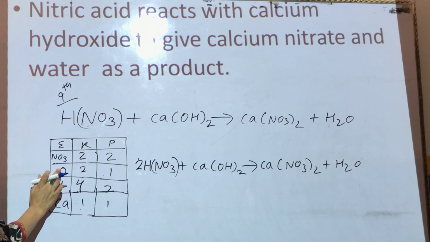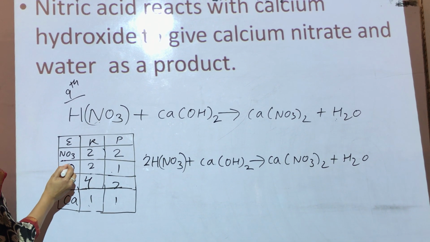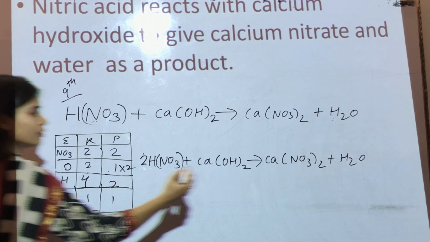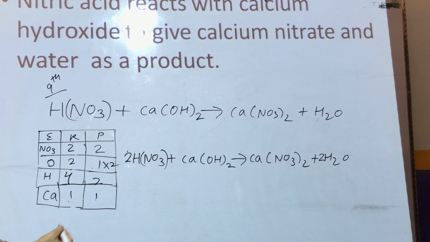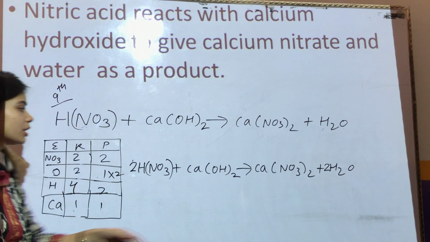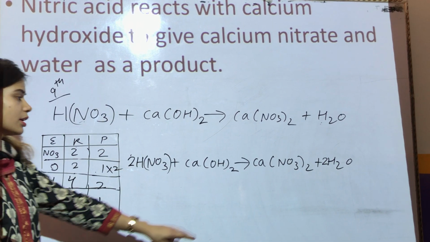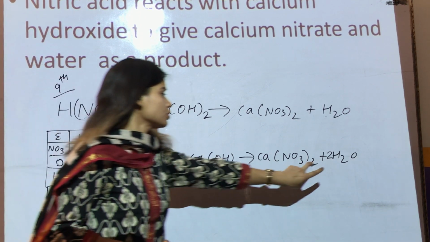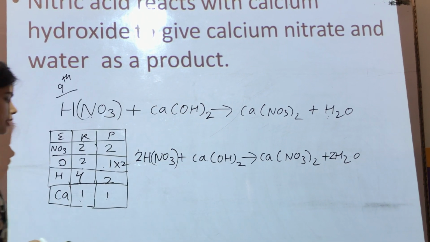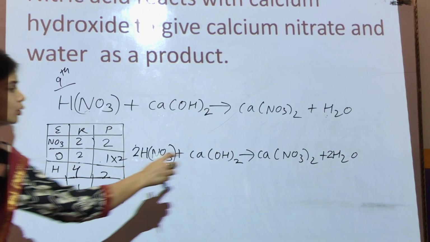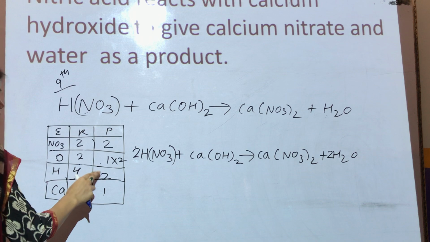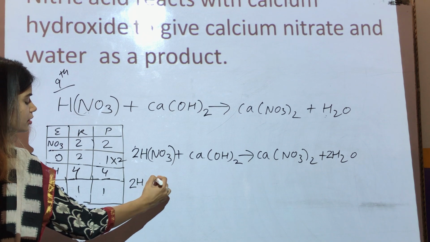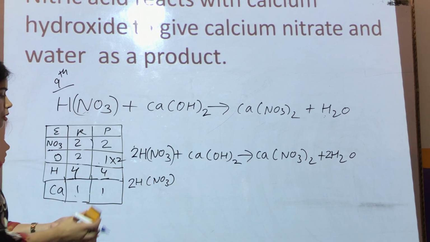So let's try to balance oxygen. Here oxygen has 2, so there we will multiply by 2. So oxygen is balanced. But you might notice that by writing 2 here, at the hydrogen side I have also changed the number of hydrogen atoms. Now hydrogen atoms are 2 2s are 4. So what is the final equation? 2HNO3. This is the final equation.